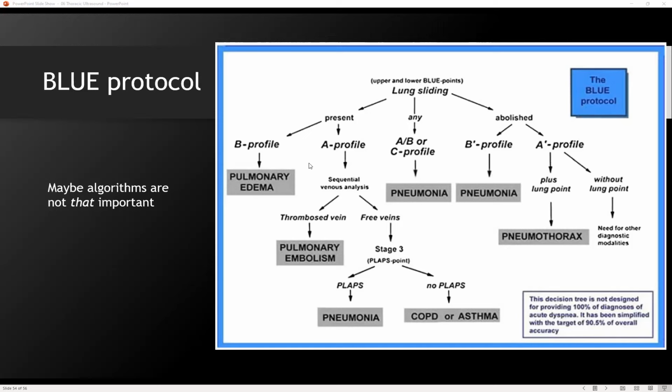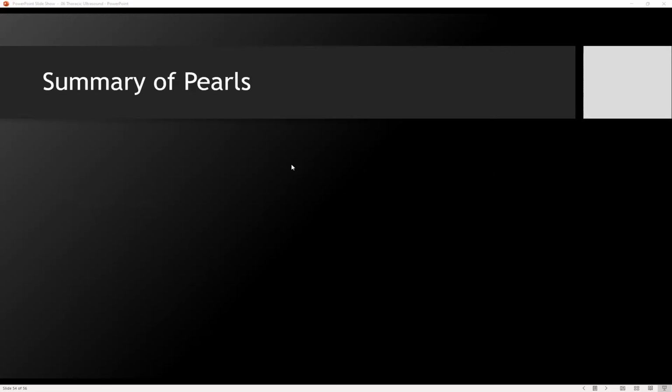So BLUE protocol, very famous, very helpful. It's definitely put the importance of thoracic ultrasonography on the map. But I don't think that anyone needs to memorize this BLUE protocol. So I'll summarize our pearls, and then I'll leave a few minutes open for questions.